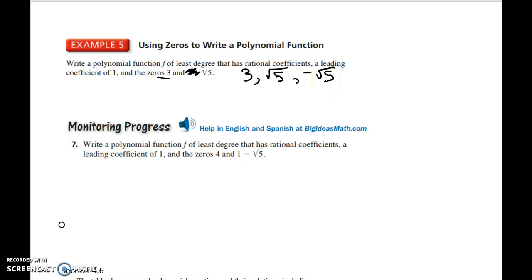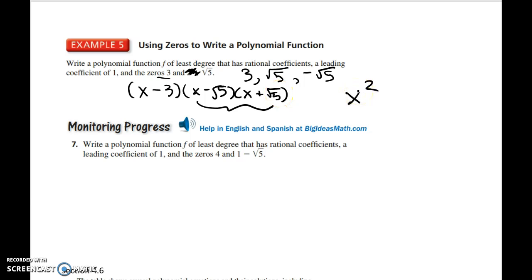So then place them back in the parentheses with x. So it'll be x minus 3, x minus radical 5, and then x plus radical 5. And then all you have to do is multiply it back together. Multiplying the first two, I'm going to FOIL it out. I get x squared. Now when I do FOIL, the outer and the inners will cancel on these two. And then I have minus radical 5 times radical 5 will just be regular 5.